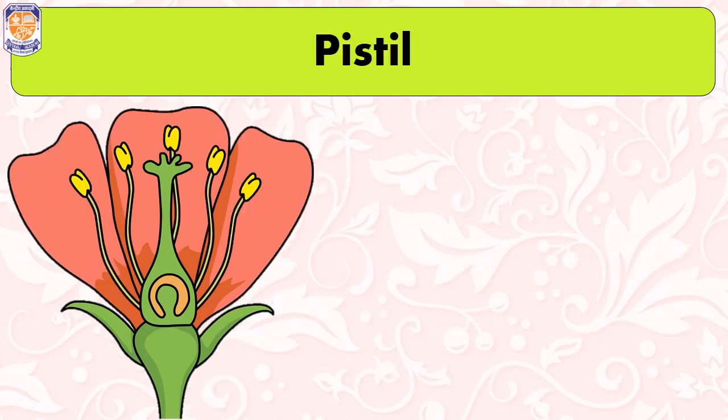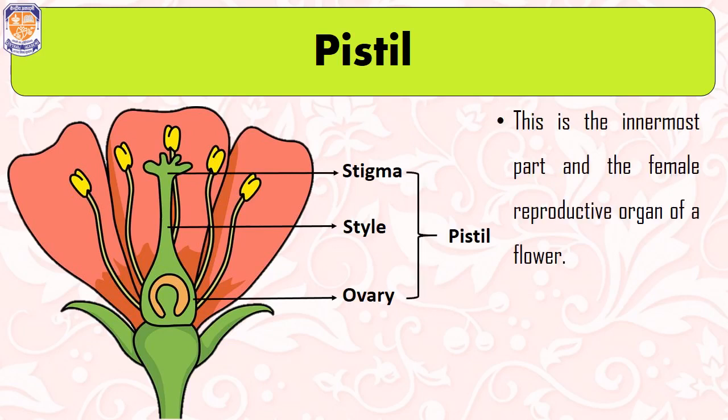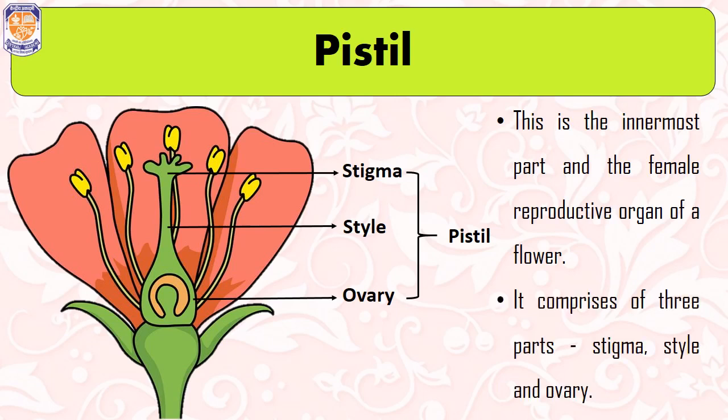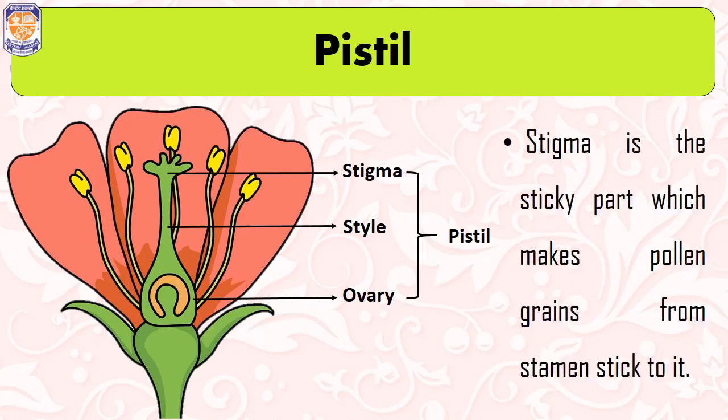Now the next important part of a flower is the pistil, and we have already discussed that it is divided into 3 parts, known as style, stigma and ovary. This is the innermost part and the female reproductive organ of a flower. It comprises 3 parts. The top one is the stigma. Stigma is connected to a tube-like structure which is the style, and the style is connected to the ovary.